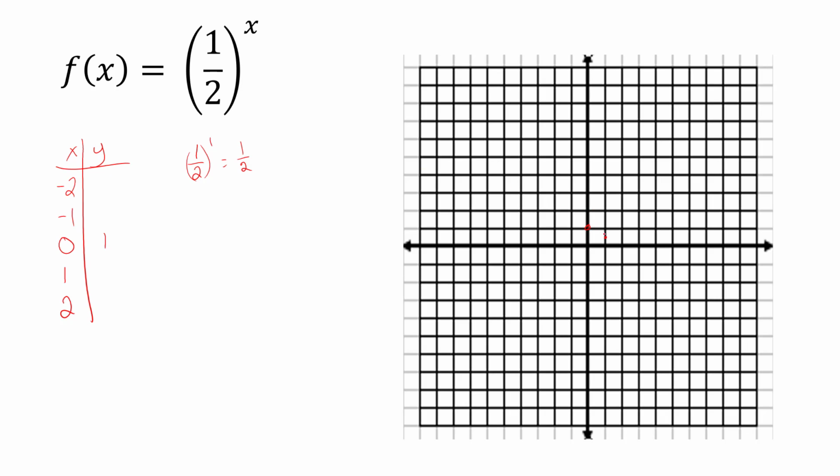Already we can see going from left to right, we are declining. Well, that's because this value of our base is less than 1 but greater than 0. When you have a base that's less than 1 but greater than 0, we're going to identify that as decay, and it's going to cause our graph to be decreasing.